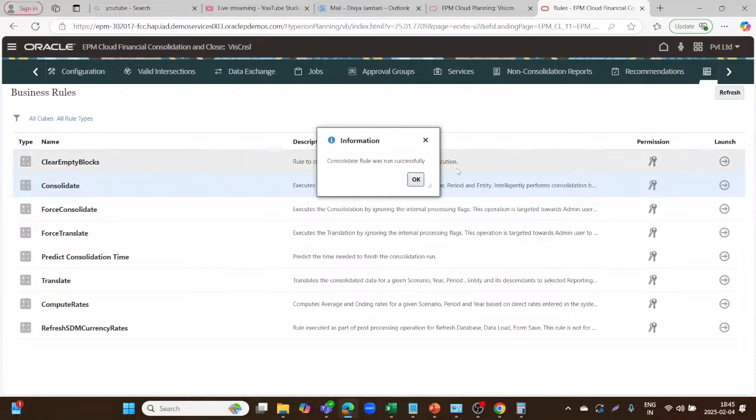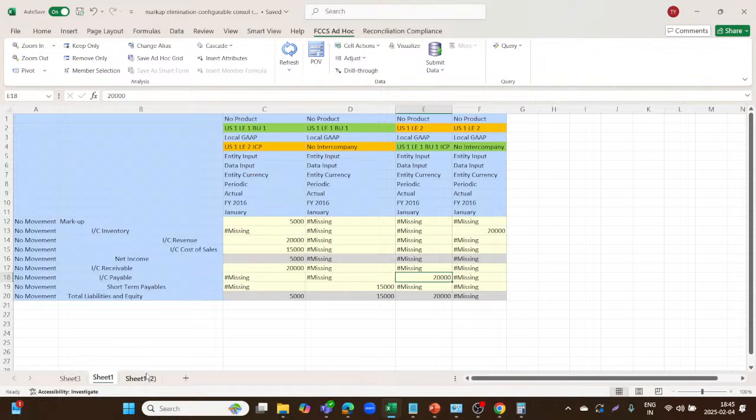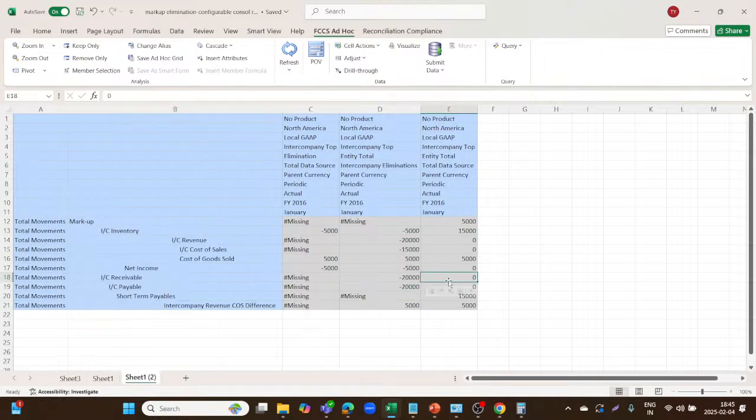Okay, so the rule has been run. Now we'll check the output sheet. I have prepared this, but this is the result that you will get. What I am doing is I have North America selected over here.